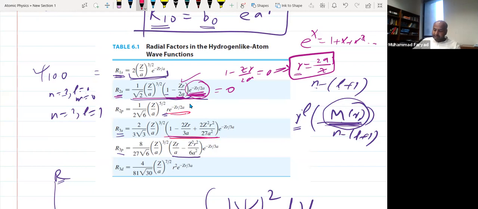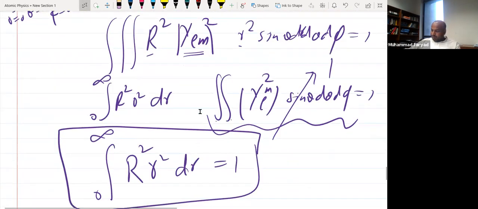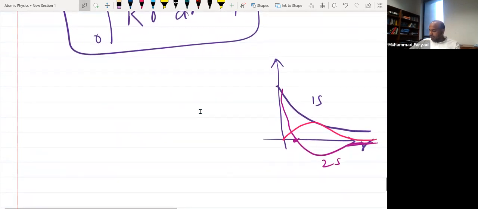If you look at 3s, 3s will have two zeros in between r is equal to 0 and r is equal to infinity, because this is a second order polynomial. Does everybody understand that a second order polynomial will have two zeros? Good. So 3s will have a plot like this. So it is 0 here.